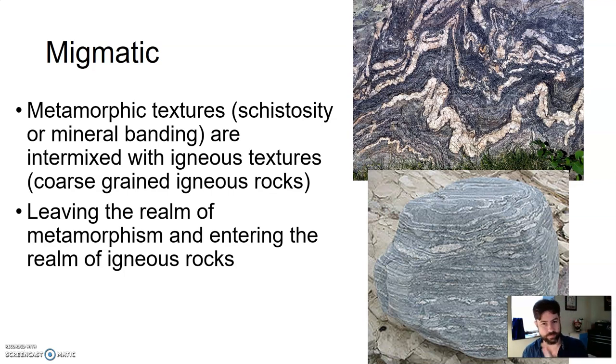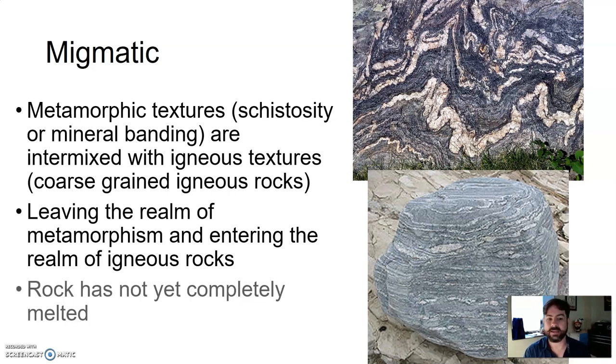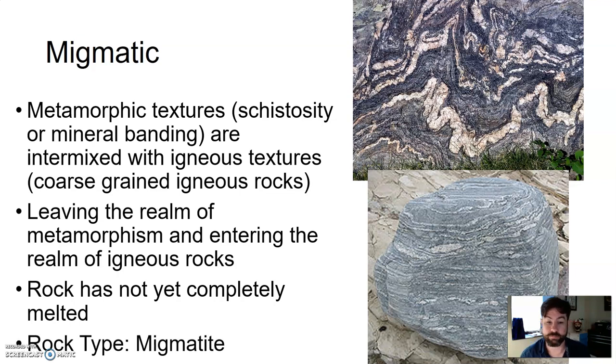We're leaving the realm of high-grade metamorphism, getting down into the realm of igneous rock, but the rock has not completely melted yet. If it did and it cooled and crystallized, that would be igneous. So this is like a half and half, and we call it a magmatic texture. A good type of metamorphic rock that exhibits magmatic texture is migmatite.